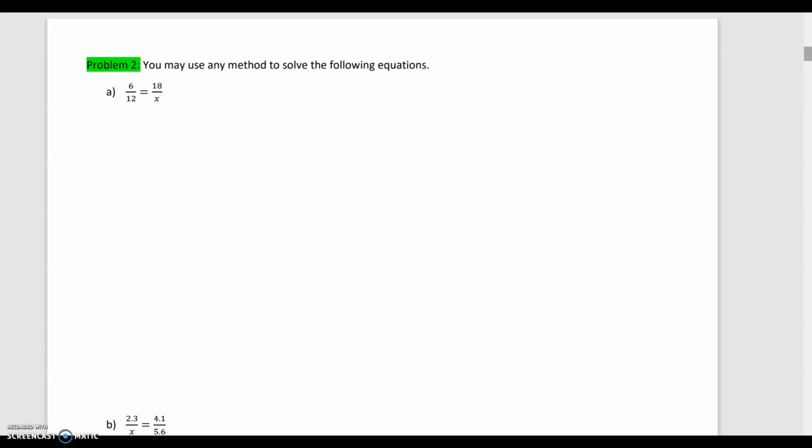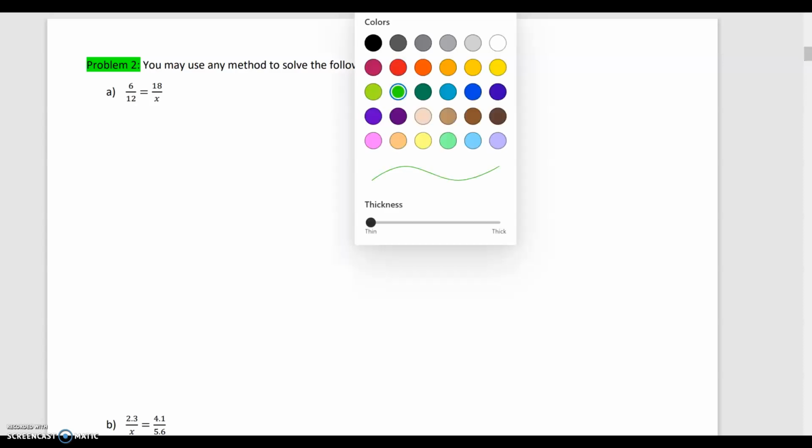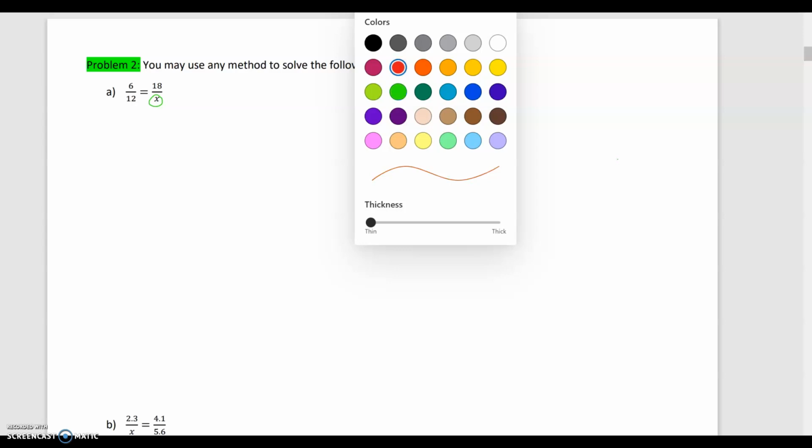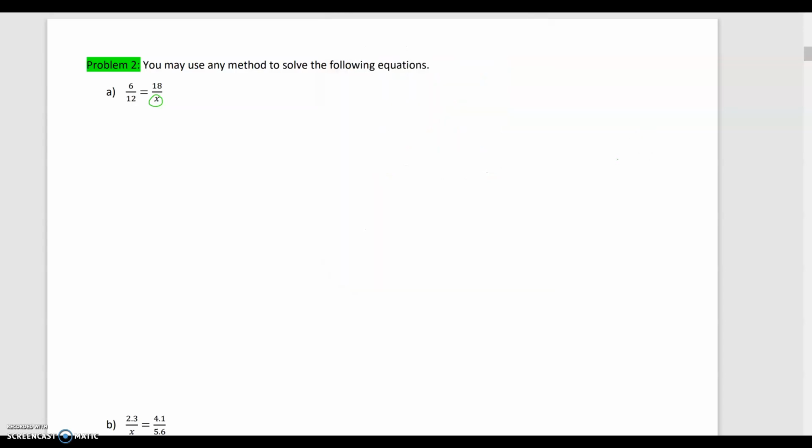Hi class, let's take a look at problem 2. The instructions on these types of problems basically say to use any method covered in this section or a previous section. Notice that for this particular one, we have something that has not actually shown up on previous problems, and that is a variable at the bottom. So in this case, it is more appropriate that we use cross multiplication and multiply those two.